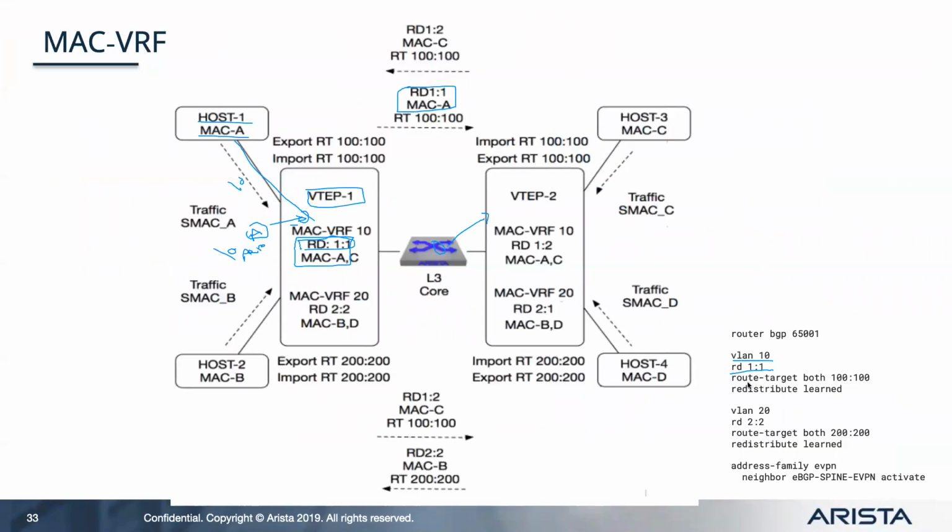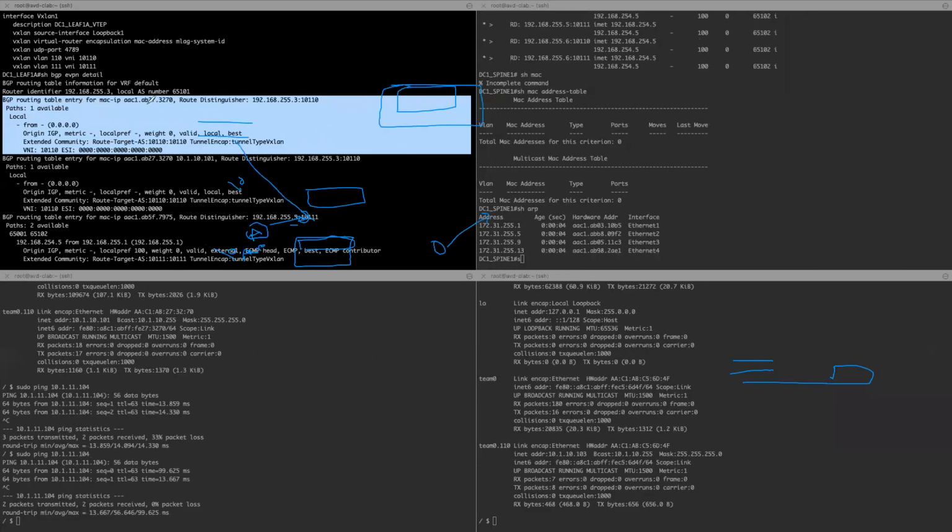Okay. So route target export is 100, right? So you will also add route target of 100. So this is your one EVPN route, where you have MAC A along with RD and RT. And this is how it looks in EVPN table, which we have seen here, right?